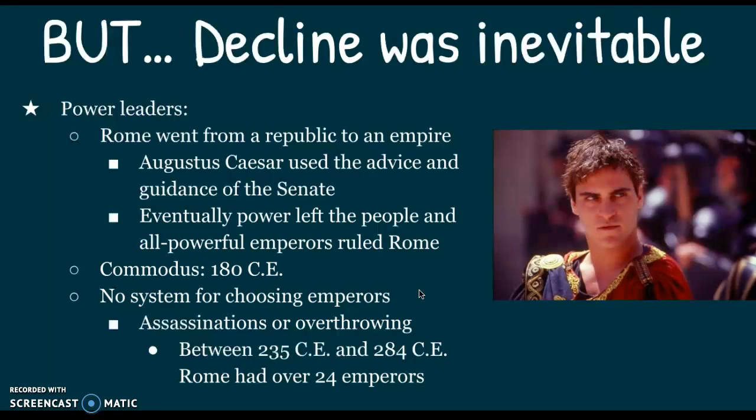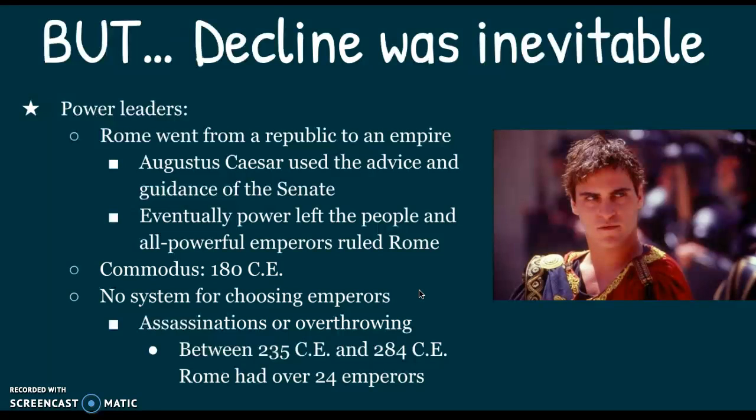Commodus is going to be credited for being really where the downfall begins. Commodus rules, remember, in 180 CE. He really ruled with no regard to the Senate. So he was one of the first emperors to really take the Senate out of the equation and rule on his own. There is no system for choosing emperors.